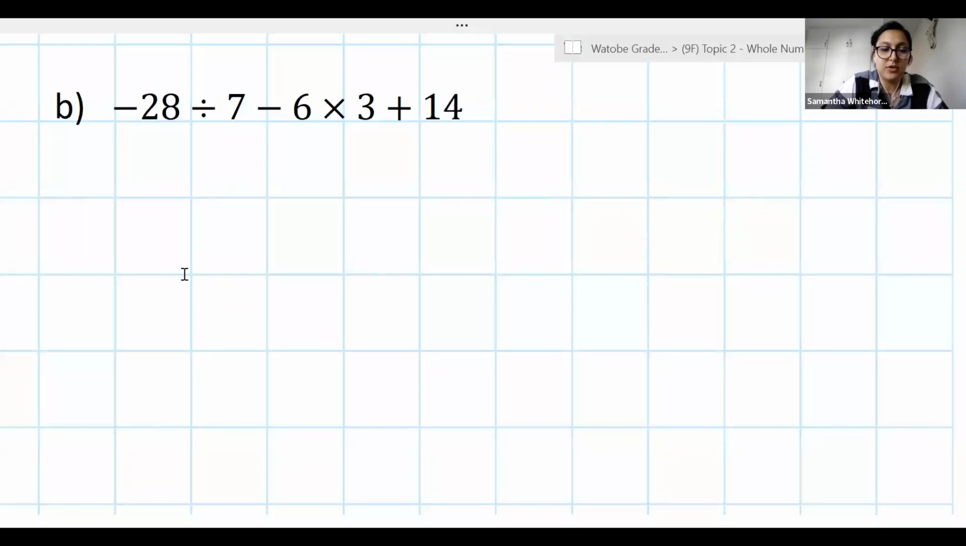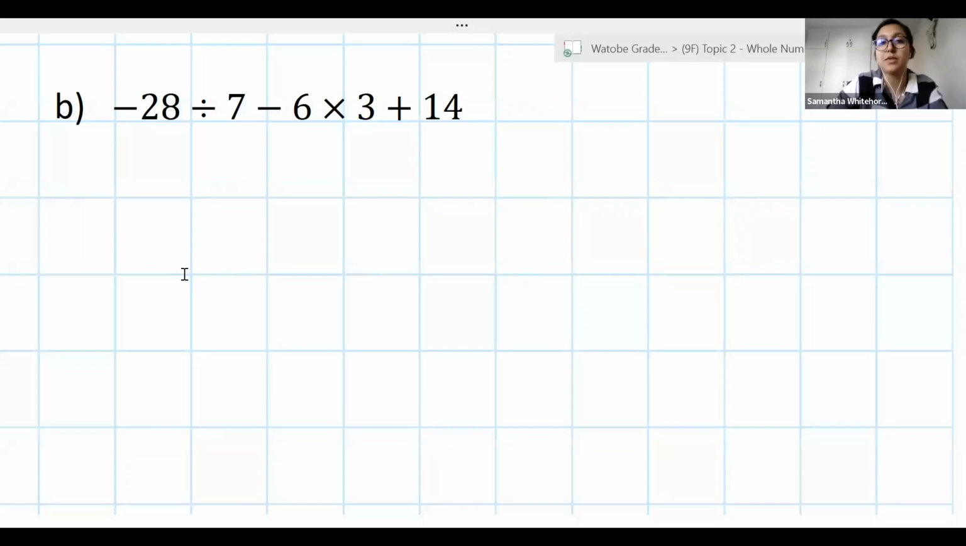Right, so I want us to have a look at B now. B is negative 28 divided by 7 minus 6 times 3 plus 14. So there's quite a bit going on here, so we need to be careful. So again, we know that the first thing that we deal with is brackets. I've got no brackets here right now, so I can't do anything with the brackets. The next thing I need to check for is multiplication and division. So looking at my expression, I want to figure out where I have multiplication and division.